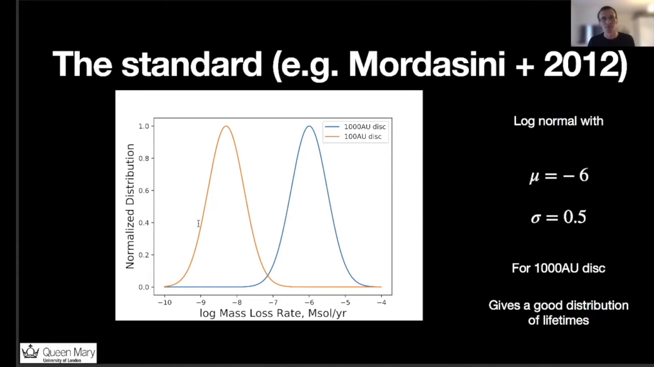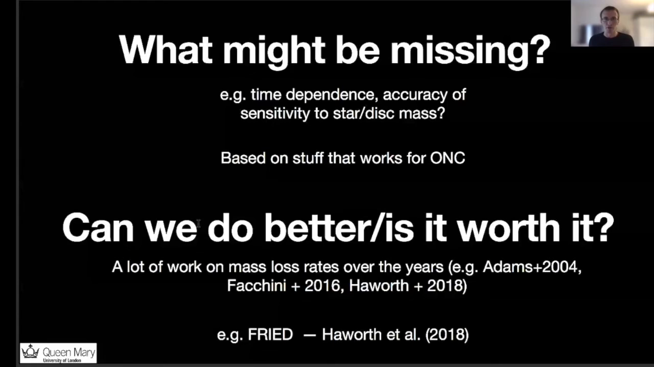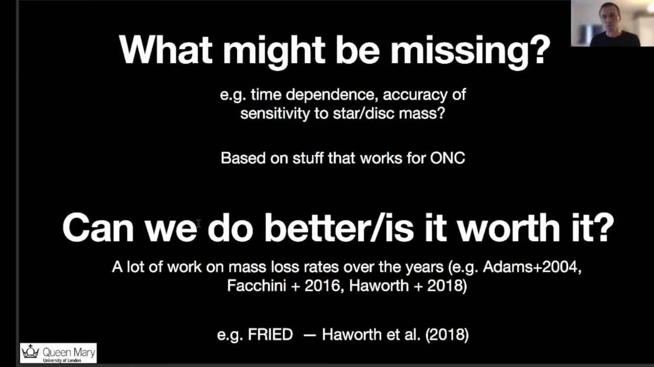Next slide, please. So what I really wanted to get from this, what was going to be a review talk, was to ask things like, well, what might be missing from this kind of prescription? There's no time dependence of the UV field. There's no sensitivity to the disk's mass. The only way that it cares about the star's mass is that gravitational radius moves in or out. And can we do better? And is it actually worth trying to do any better?